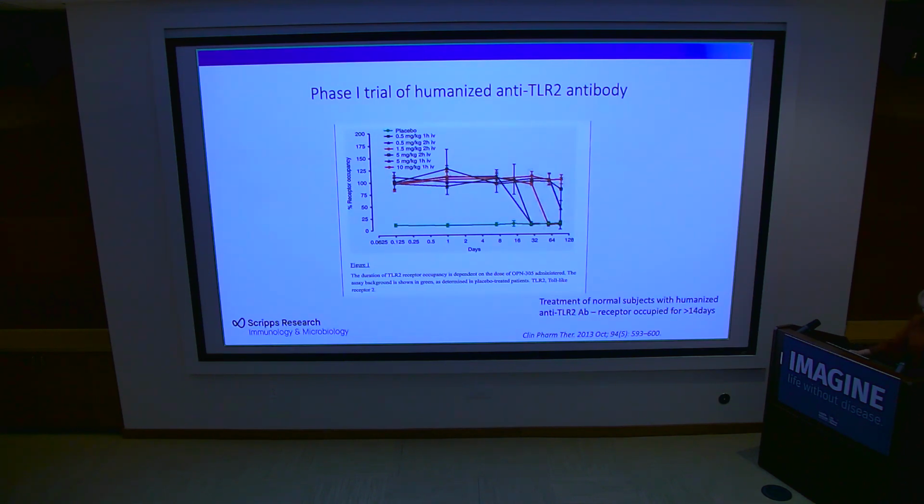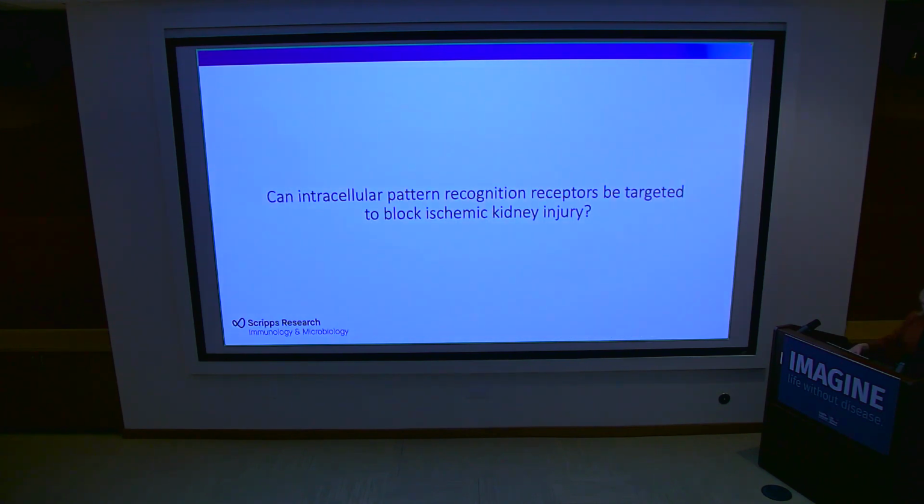So the targeting of kidney disease seemed to stop, as far as any pharma interest in that. Then our focus changed to whether intracellular pattern recognition receptors could be targeted to block ischemic injury.